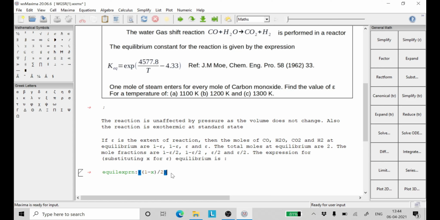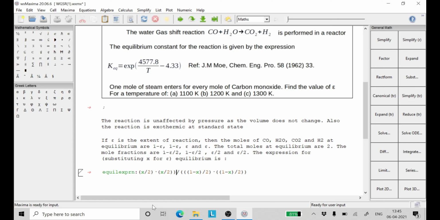So that's 1 minus x multiplied by, and this entire expression on the numerator is, we are going to have x by 2 star x by 2. So this is the expression that we are going to have.